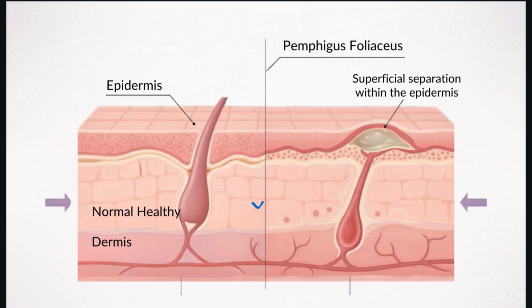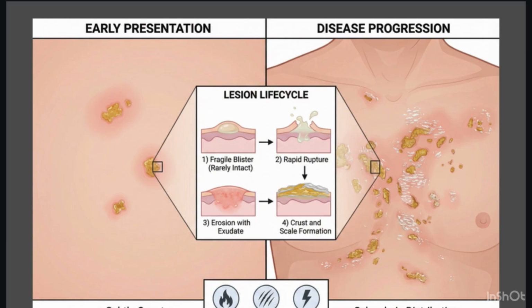What patients come with is multiple blisters, but neither the patient nor the clinician will be able to see these blisters because they easily rupture, so they leave crust and scale formation that are visible and can be seen. These crusts and scales are found more on the upper torso, mainly the face, scalp, and upper chest. These are mainly the areas that Pemphigus foliaceus affects.